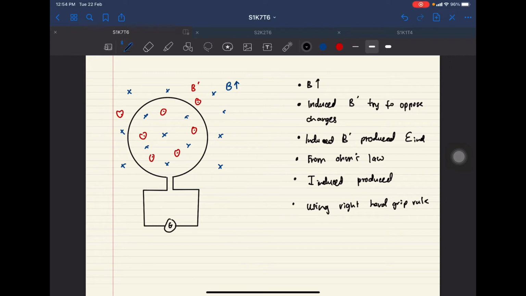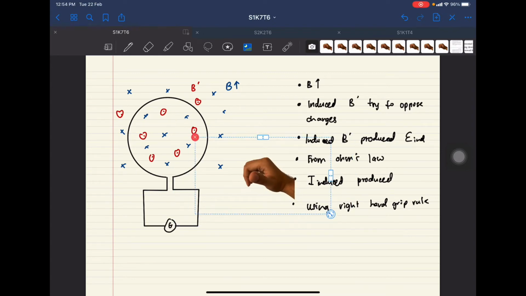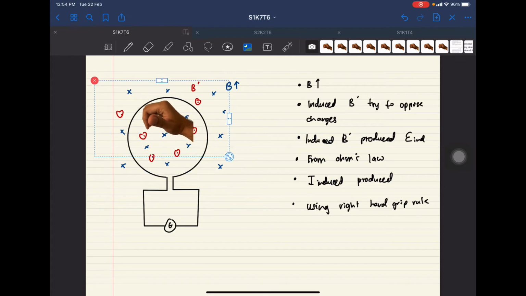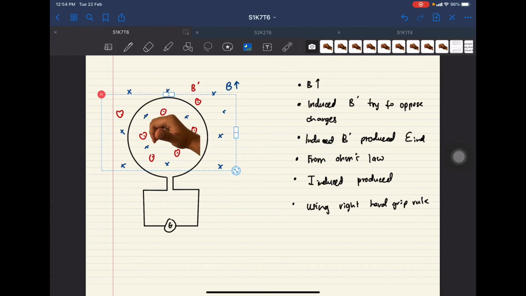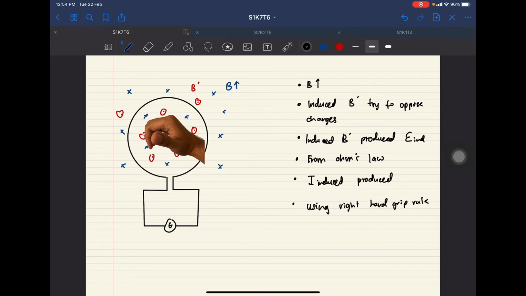If you want to use the right hand grip rule, you have to follow the direction of the induced magnetic field. The induced magnetic field is going out of the page, so you put your thumb in the same direction as the induced magnetic field, out of the page. Your hand will curl towards the direction of the induced current. So this is your current direction, and this would be your direction of induced magnetic field there. So here you can see that the induced current will be in this direction.